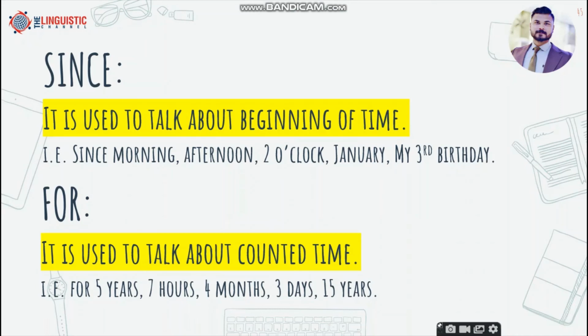शुरू के वक्त बताने के लिए इस्तेमाल होता है, जैसे कि भाई since morning, since afternoon, since 2 o'clock, since January, since my 3rd birthday. लेकिन जब हम for की बात करेंगे तो हम बात करेंगे counted time की, जैसे कि भाई for 5 hours, for 7 hours, for 15 years, for 3 days, for 3 minutes, or whatsoever, right? So whenever you use since and for, you need to take care of these things.